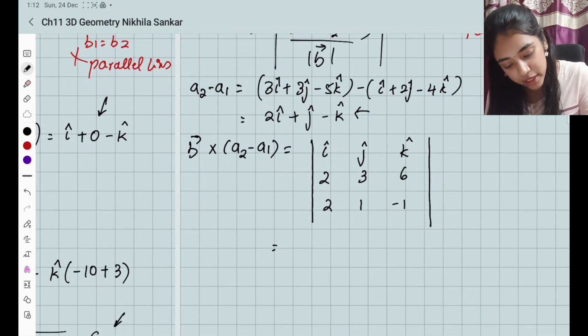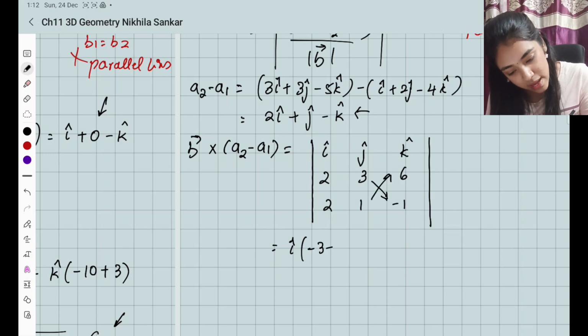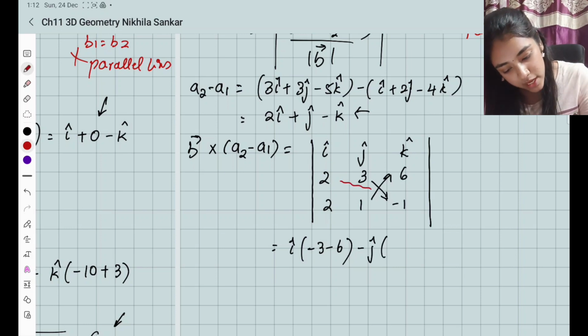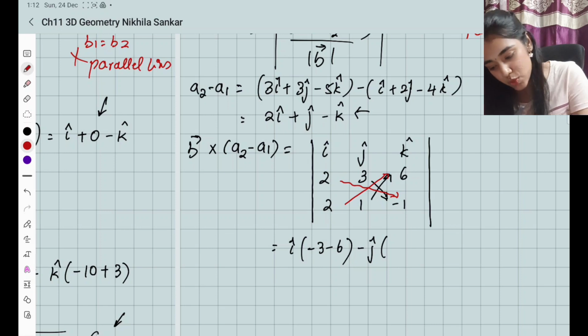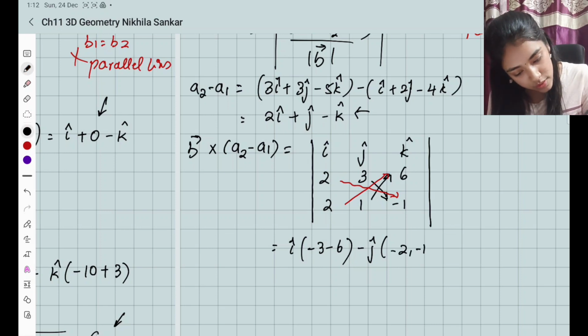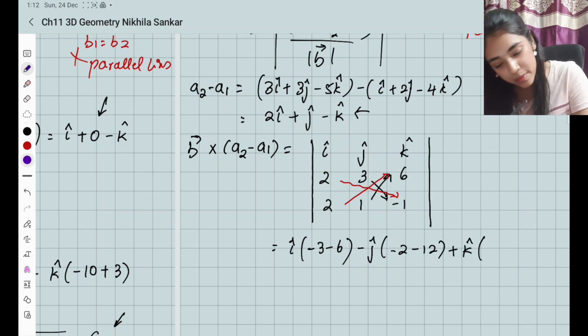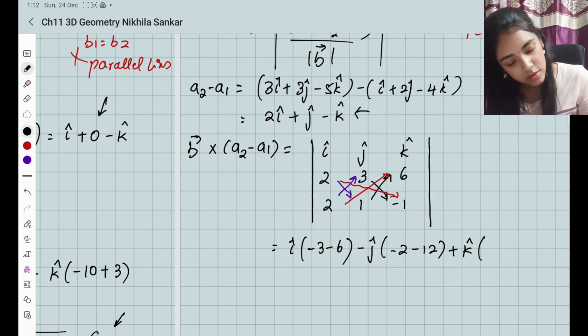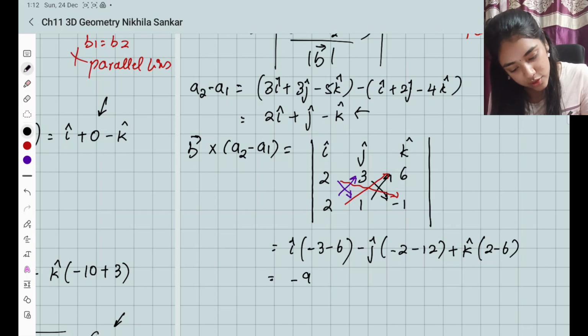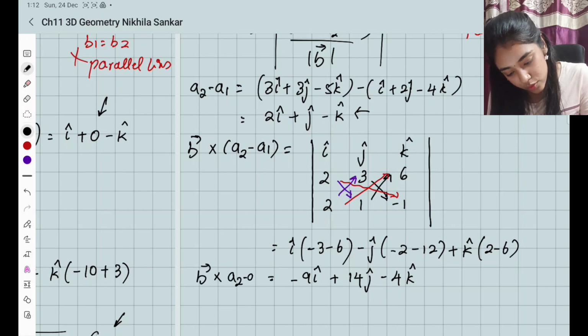Okay, now when I take the determinant, I have i cap times this thing minus 3 plus 6. So minus 3 minus 6. Yeah, minus 6 minus j cap times the second one is going to be minus 2 minus 12. Okay, minus 2 minus 12 plus k cap times இப்போ k cap என்ன இருக்கு 2 minus 6. So 2 minus 6 sign la careful போடுங்க. So this is minus 9i cap plus 14j cap minus 4k cap. So this is my numerator b cross a2 minus a1.